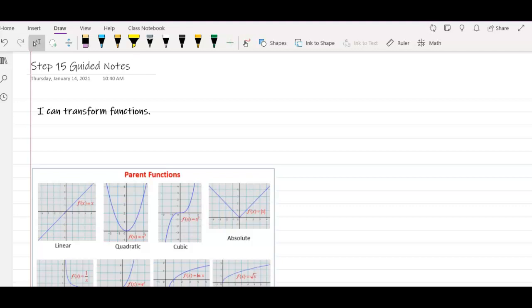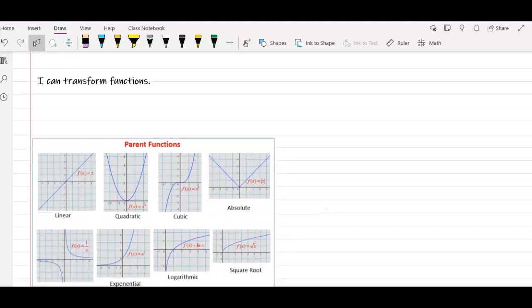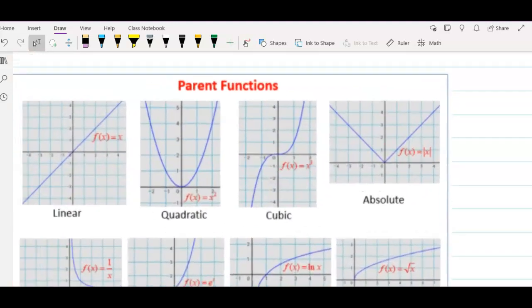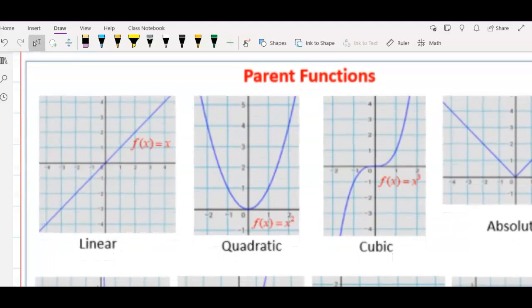Step 15, we're going to learn how to transform functions. Before we begin with that, we need to think about some of our most common, famous functions that we've all been learning about and studying about, and some that we are going to continue to learn about in future studies. We've talked a lot about the linear function.